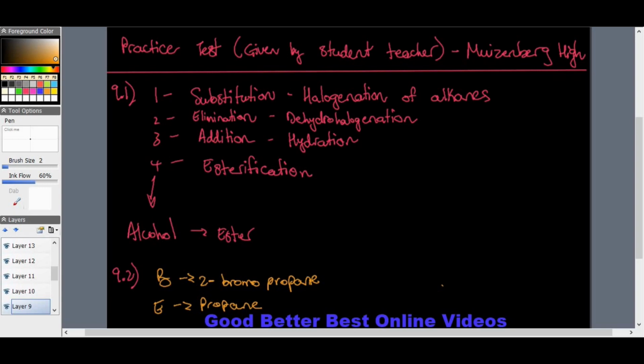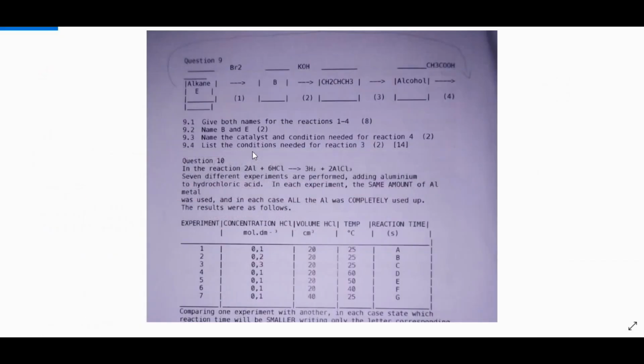Okay, E, I'm going to say rather is the name of the alkane. That's just how I am interpreting the question. 9.3, name the catalyst and condition needed for reaction 4. So that's esterification. Name the catalyst and also the reaction condition for reaction 4, which we interpreted as esterification. There is a condition for it.